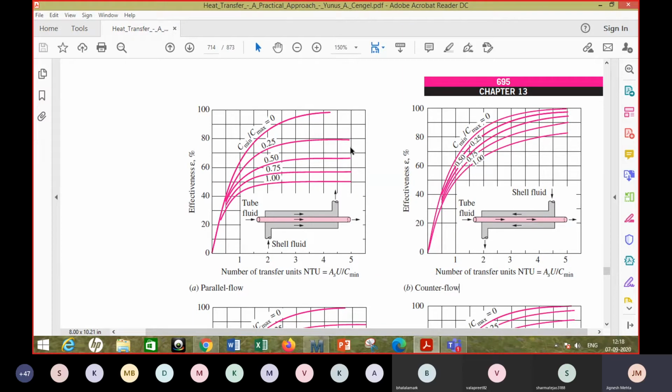Now, as you can see, this CR is equal to 0, this is 0.25, nothing is available in between. So which plot will you use if, let's say, your CR is equal to 0.15? It is a very high level of approximation that you might have to use when such graphs are given, or you should have graphs where many plots are available.